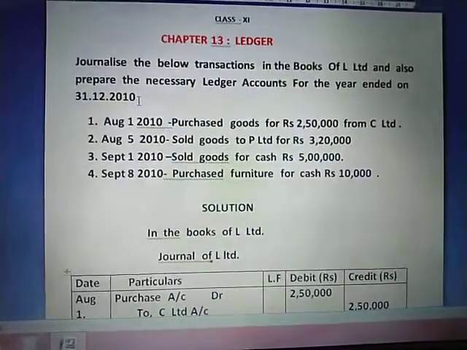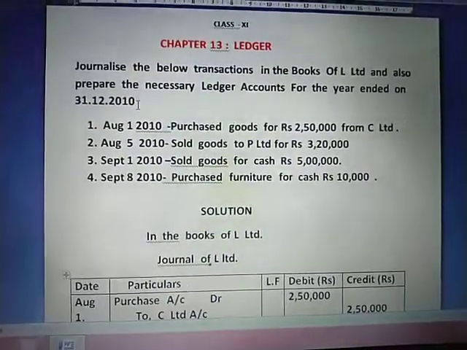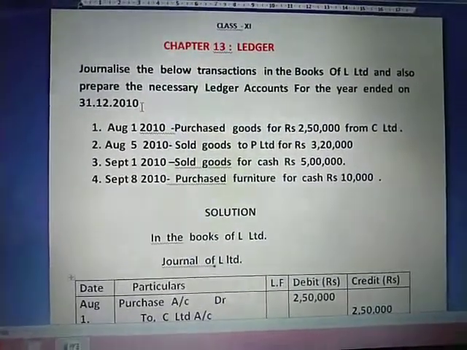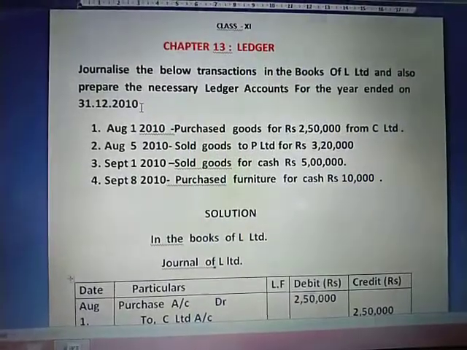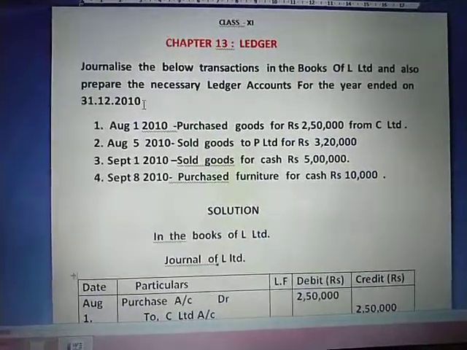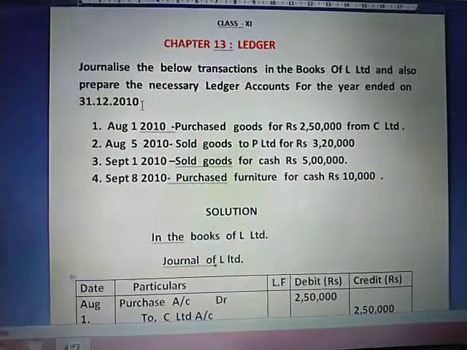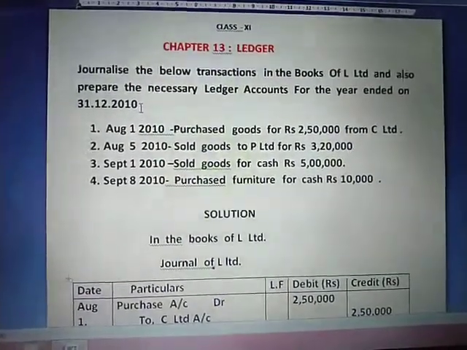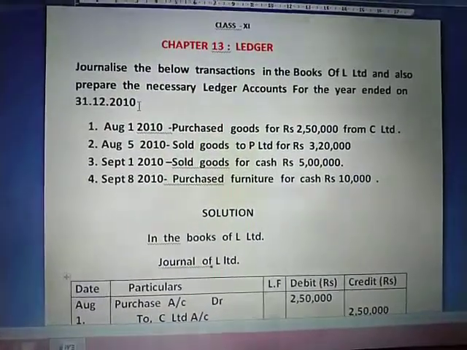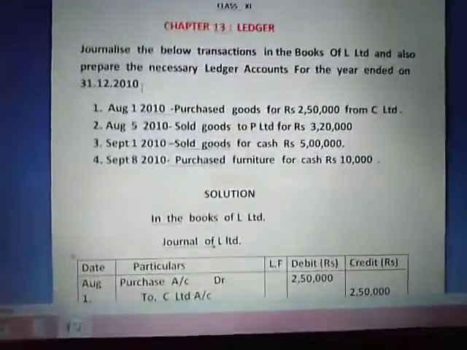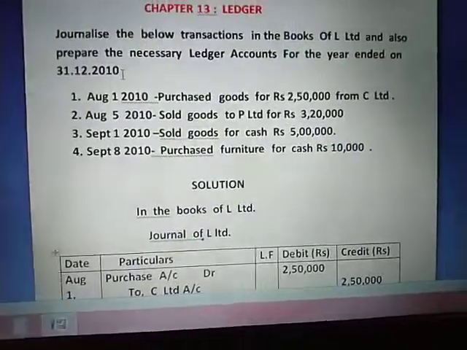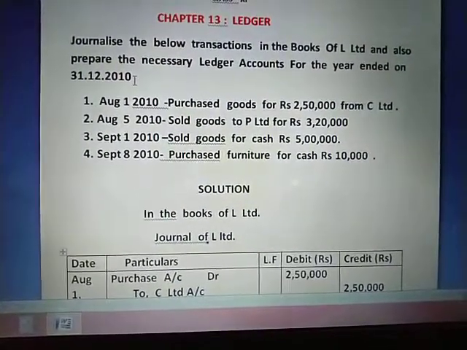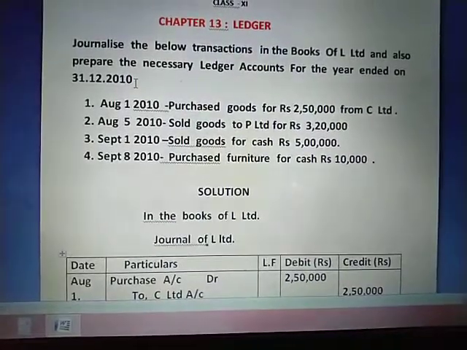These are the transactions for L Limited, and the books of account are being closed on 31st December 2010. That means the accounting year for this company is from 1st Jan 2010 to 31st December 2010. So now let us proceed with the sum. The first entry is on 1st August 2010, purchase goods for rupees 2,50,000 from C Limited.